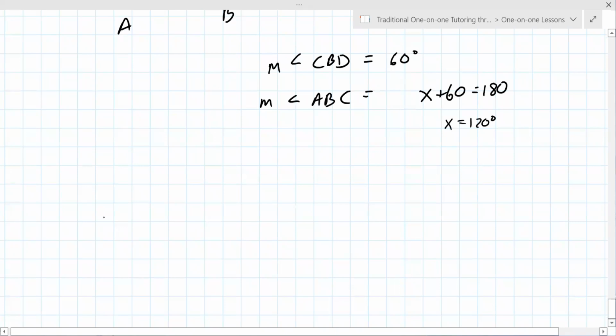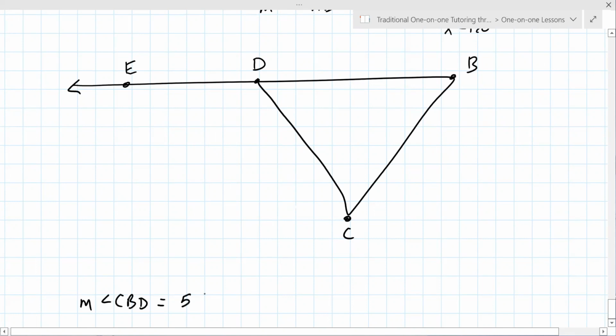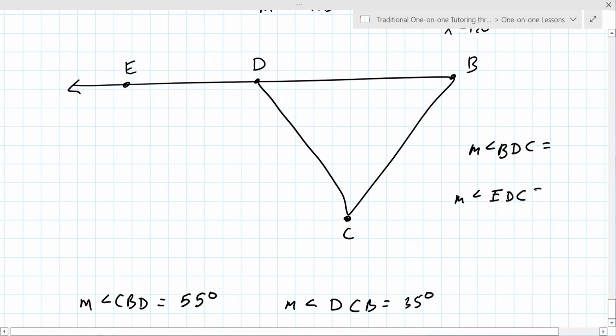Okay, let's try another one here. I'll change the orientation slightly for this. Let's go E, D, C, B. So the measure of angle CBD equals 55 degrees. Measure of angle DCB is 35 degrees. Okay. And I want you to find the measure of angle BDC and the measure of angle EDC.